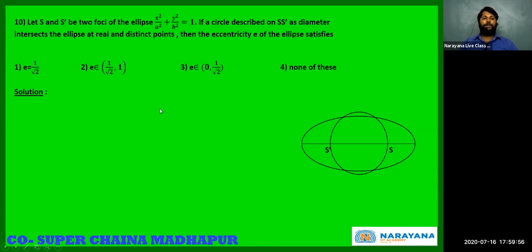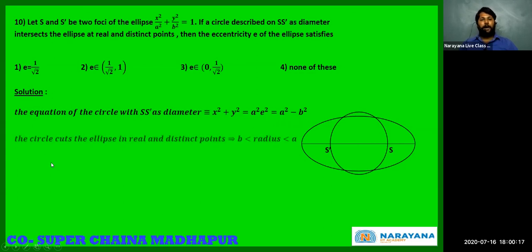All right. So we know the equation of the circle with SS dash as diameter can be written as, see, the center is origin, therefore x square plus y square equal to a square e square. Correct? Because this distance is 2ae, therefore radius is ae, therefore x square plus y square is a square e square, which is a square minus b square.